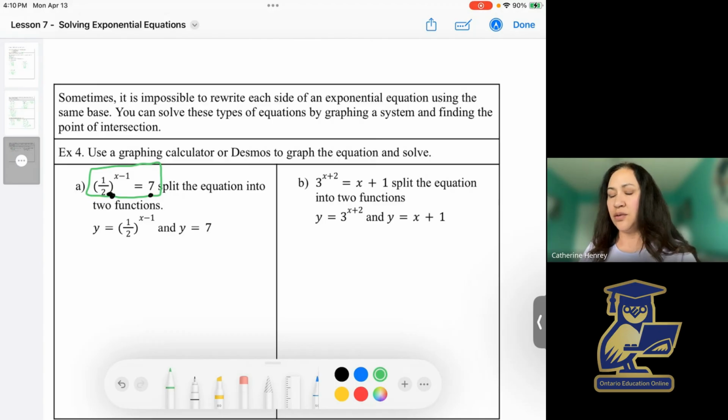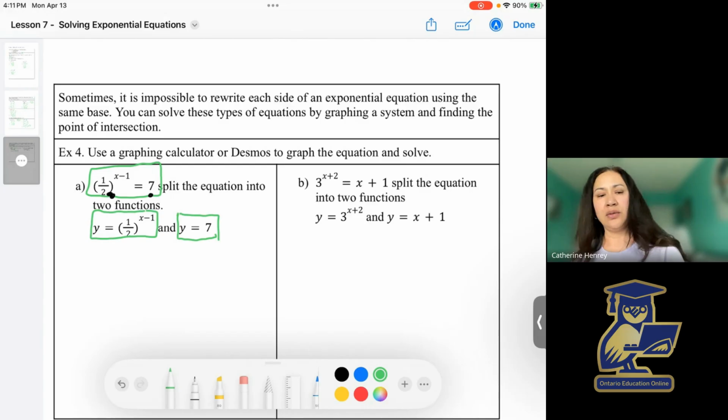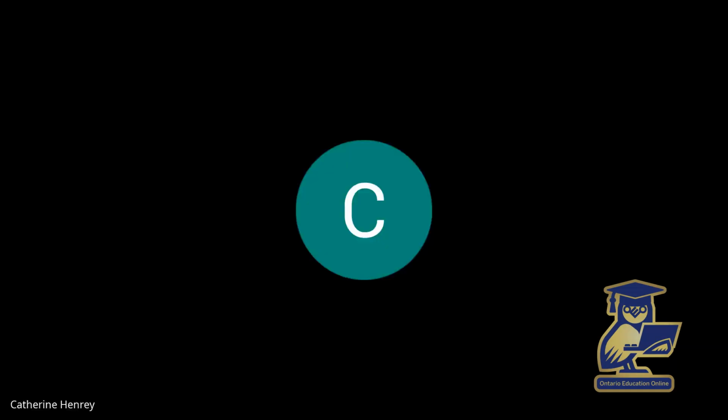So what we can do is split that equation and create a system of two equations in one. We take the left side of that equation and make a function: y is equal to 1/2 to the power of x minus 1. And we take the right side of that equation and make a function of y equals 7. Once we do that, in order to solve on a graph, we graph two functions and look to see where they intersect. So let's go over to Desmos.